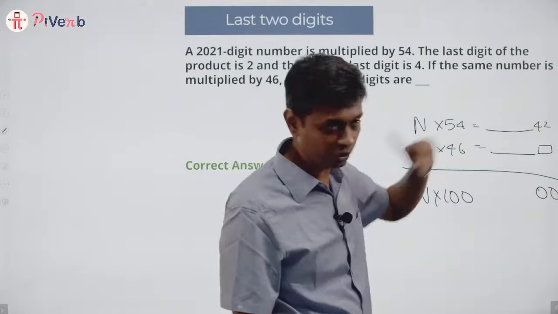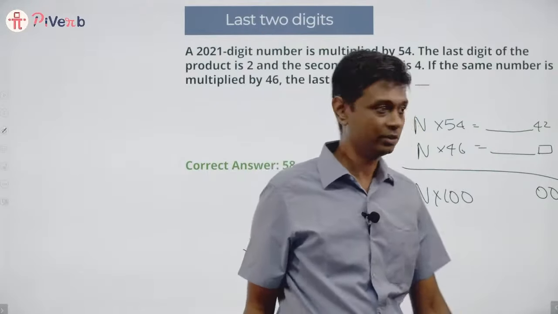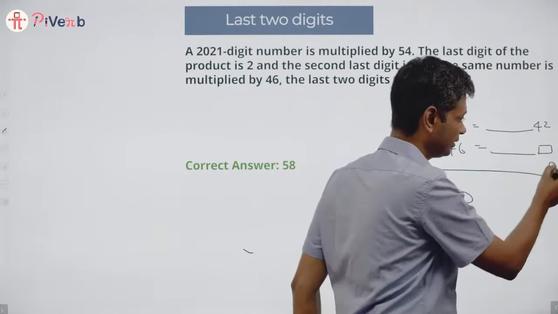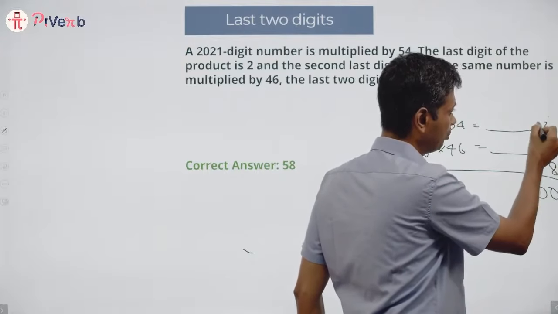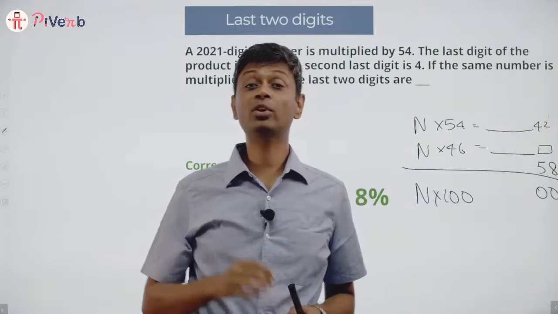This last two digits is 42. This last two digits is something. These two last two digits should be 0. 2 plus something is 0. That unit place has to be 8. 2 plus 8 is 10, 0. 1 carried over. 1 plus 4, 5. This has to be 5. 58, 54 plus 46 is 100.